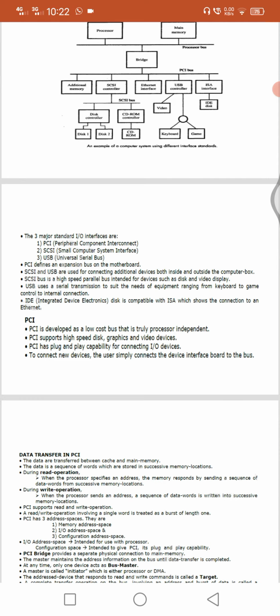The name itself specifies peripheral component interconnect, which means for adding peripheral devices we will use a PCI. PCI supports high speed disk, graphics and video devices, and PCI has a plug and play capability for connecting input and output devices. To connect a new device, the user simply connects the device interface board to the bus.